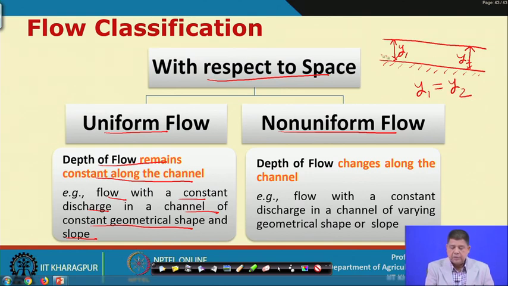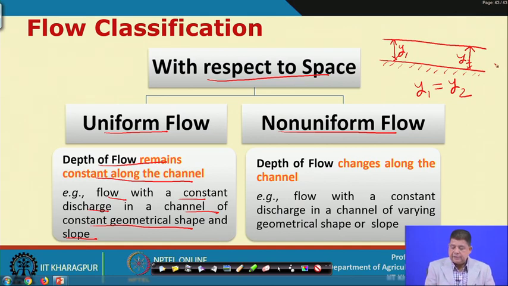So, that means with respect to space, the depth of flow will remain constant, provided discharge is constant, and the channel's shape and slope are constant. So, if channel shape and slope are constant and flow is constant, then it will produce uniform depth throughout the length of the channel.